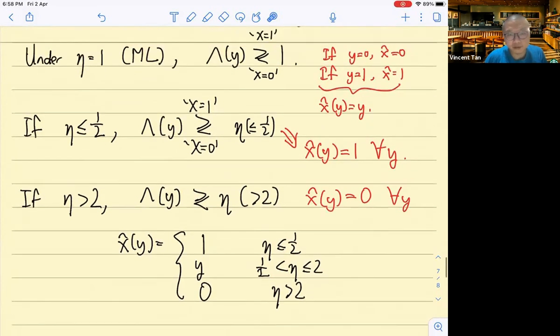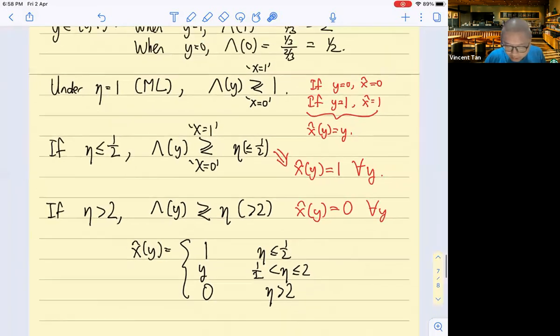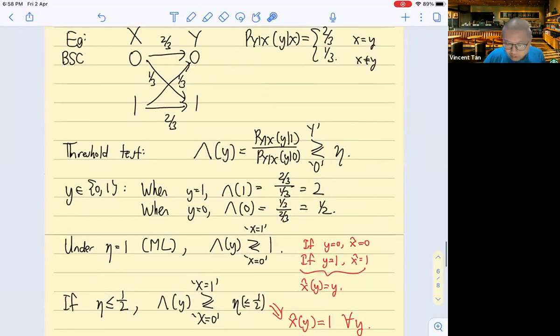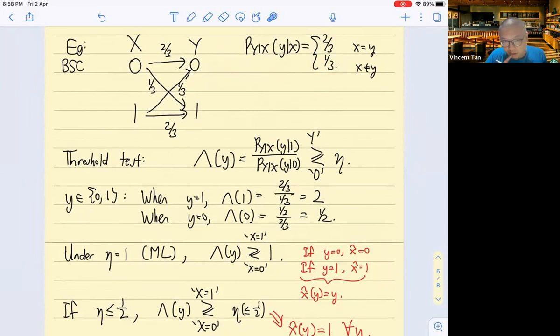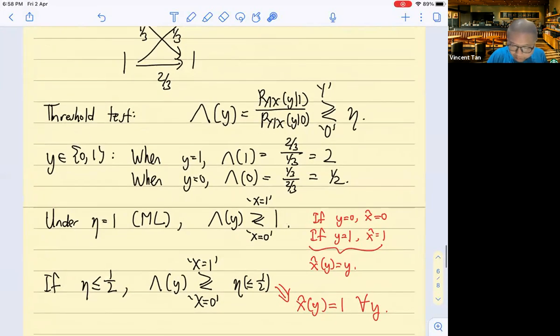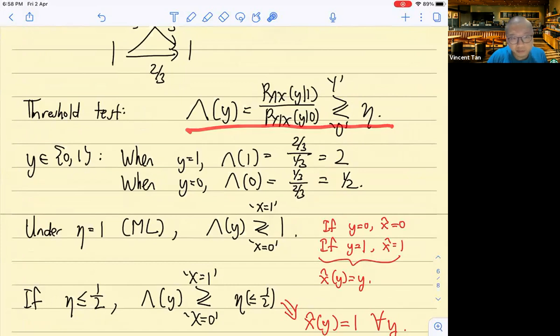Hopefully this is clear. This is really important for us to decide the rule. So let me go through this again. We have the binary symmetric channel with crossover probability 1/3. So this is the channel, if you wish. Now, the threshold test always takes these forms.